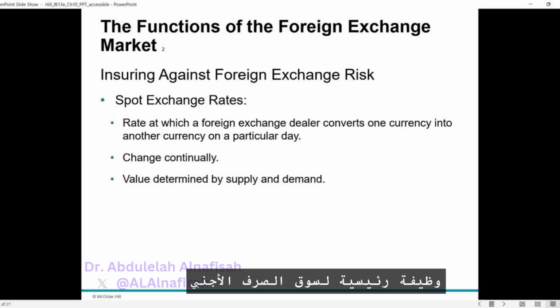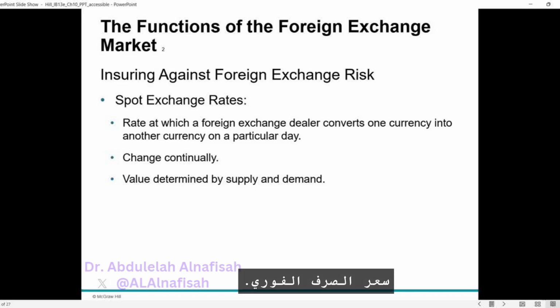A key function of the foreign exchange market is to provide insurance against foreign exchange risk, the potential adverse effects of unexpected exchange rate changes on a firm. When a company hedges, it protects itself against these risks. There are three types of exchange rates in the foreign exchange market.